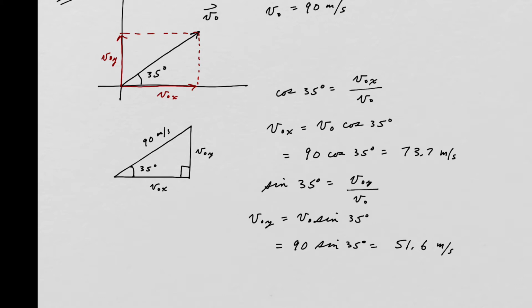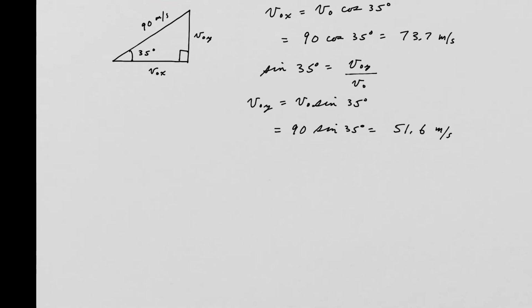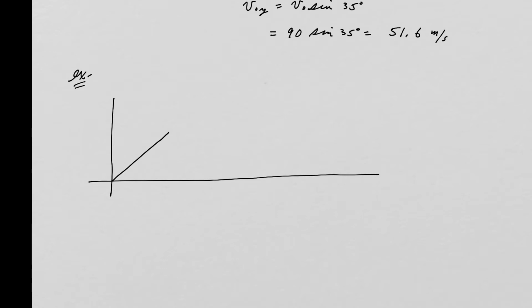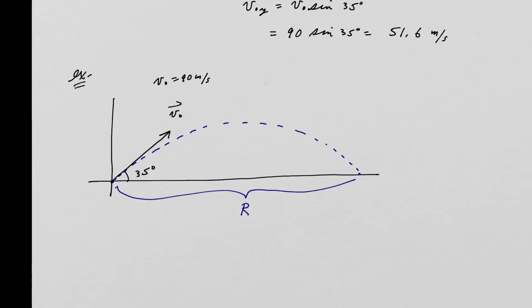Okay, another one. Using the same information, let's see if we can find the range of this projectile that was just launched. So remember, let's say v naught is the same, 90, and the angle is 35 degrees. The range is defined to be from the point of projection to a point on the path that's at the same elevation as the point of projection, which means it lands at the same height. So this horizontal distance, this horizontal displacement, is the range.